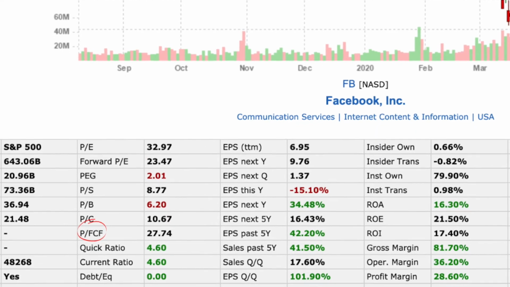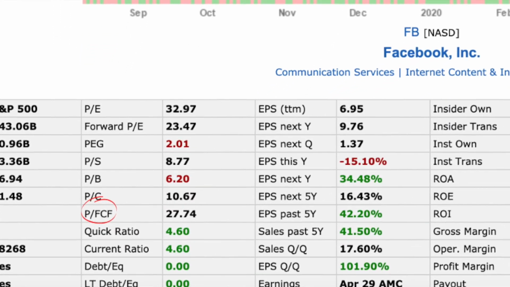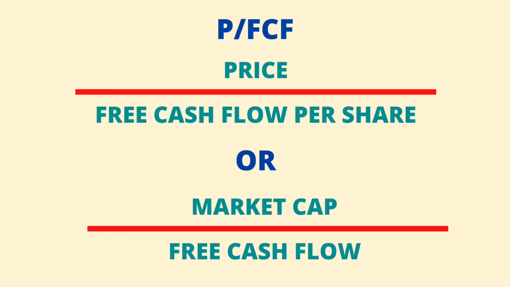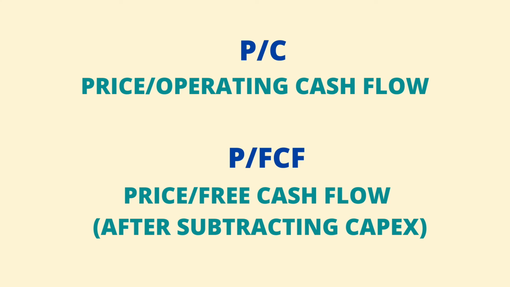The next ratio is the P over FCF ratio, which is the price to free cash flow ratio. Keep in mind the one we just discussed is for operating cash flow, whereas this ratio focuses on free cash flow. The formula for this is market cap divided by free cash flow. This is a more accurate measure of cash flow because the previous price divided by cash flow only focuses on the operating cash flow, whereas this focuses on free cash flow after subtracting capex, which is capital expenses.